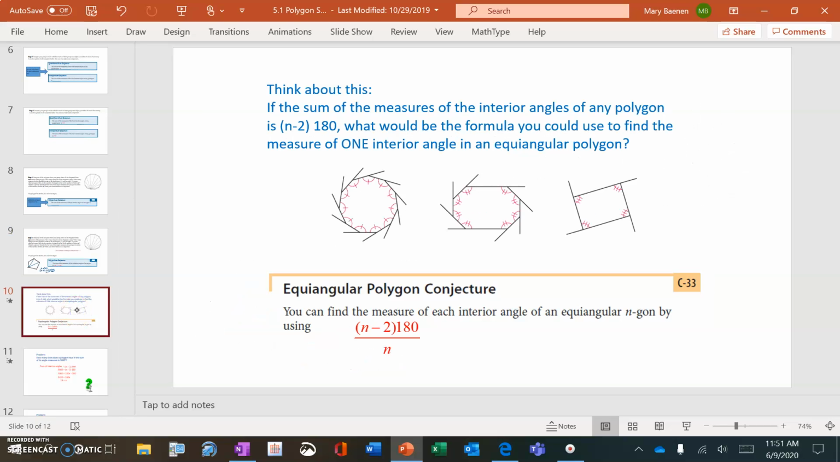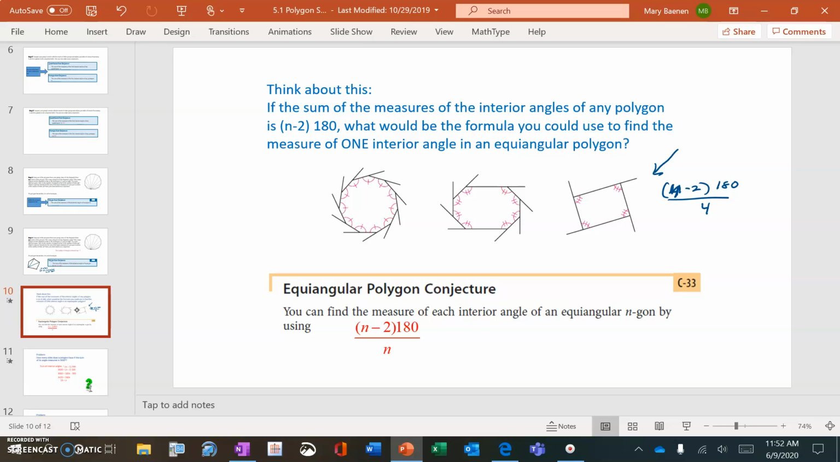Okay. Now it says, think about this. If the sum of the measures of the interior angles of any polygon is n minus 2 times 180, what would be the formula you could use to find the measure of one interior angle of an equiangular polygon? If it has all equal angles in it, then this has n minus 2 times 180 degrees in the 4 angles. So this would be 4 minus 2 times 180. And if I want to find one of them, since they're all equal, I would divide by 4.